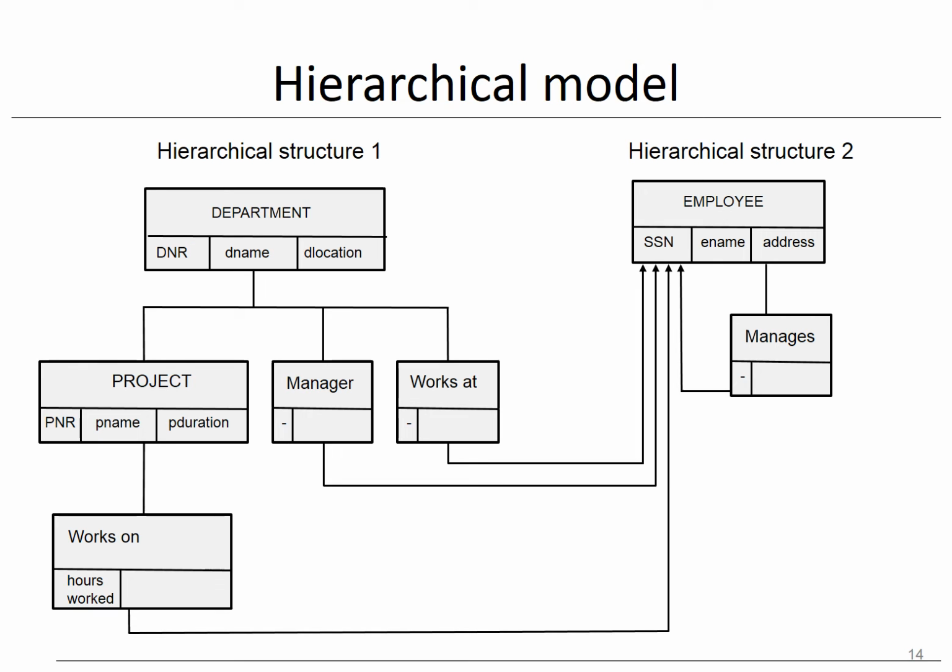The works on record type is a virtual child to implement the N-to-M relationship type between project and employee. It also includes the hours worked data item, which represents the amount of hours an employee spent working on a project. The manager virtual child record type refers to the employee record type. Note that according to this implementation, a department can have more than one manager.